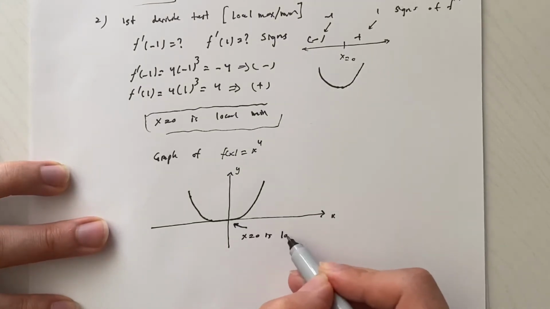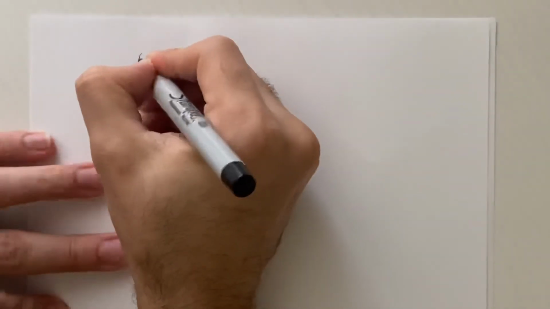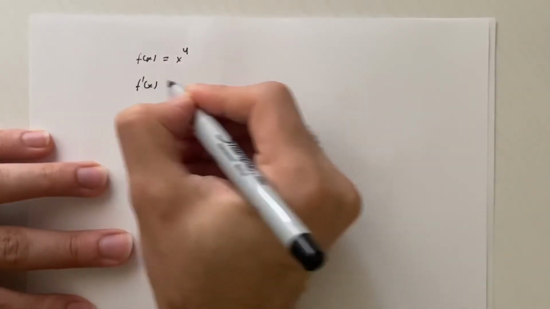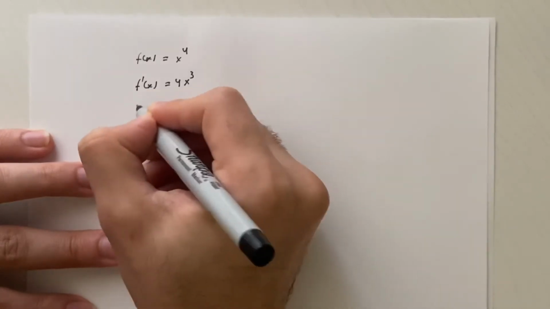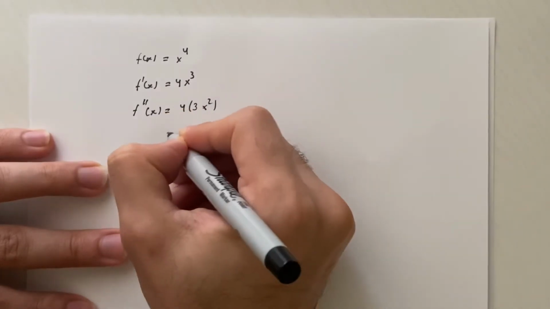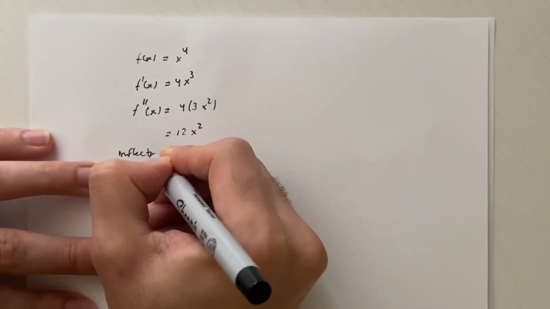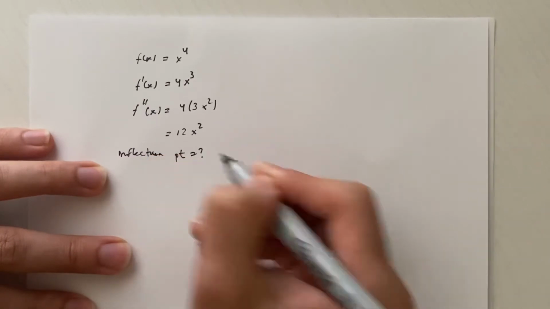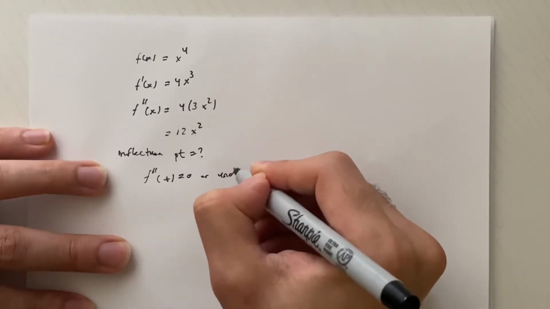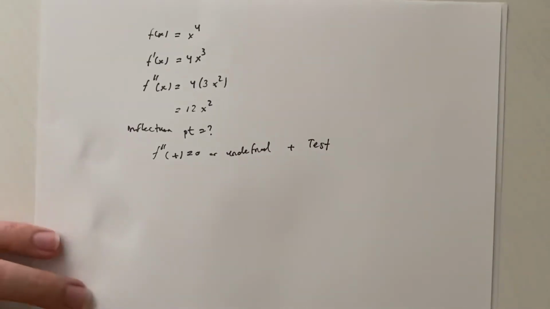So now we want to find the inflection point. So let's rewrite f of x, and then f prime of x, and then f double prime of x. So a possible inflection point is where the second derivative is 0 or it is undefined, plus we need to do the test to confirm our inflection point is actually an inflection.